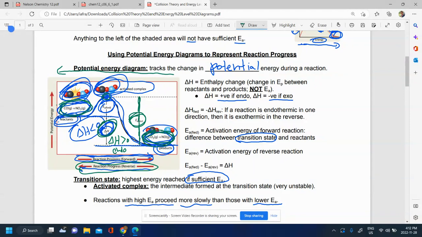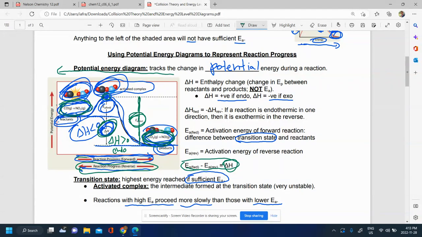And in fact, there is a relationship between the EA of the forward and the EA of the reverse. Your EA forward minus EA reverse is going to be equal to your delta H. So if you have any two of these, you can solve for the other one by rearranging that equation. Okay, so if you subtract the EA reverse from the EA forward, that gives you your delta H for that reaction. And so if you have any two of those, you can solve for the other one and then fill them in on your graph.